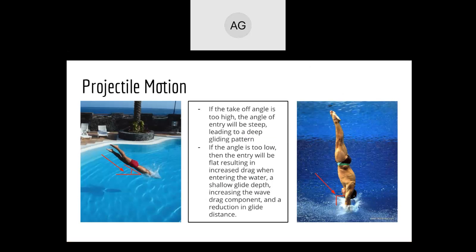So depending on the angle, it will determine how far or deep it can move. So kind of like a diver: the one on the right comes into the water at a 90-degree angle, which will have a deeper entry into the water on the y-axis, as opposed to the diver on the left. If the angle is too low, then the entry will be flat, resulting in increased drag when entering the water and shallow glide depth, which means that the bullet, or the diver, can't travel deep, but rather farther.